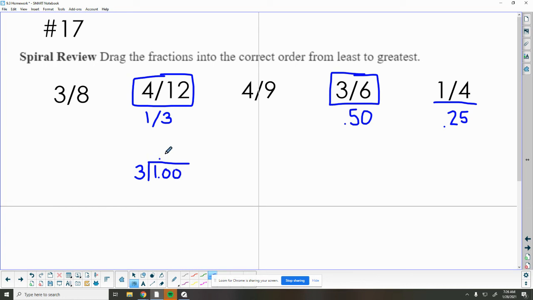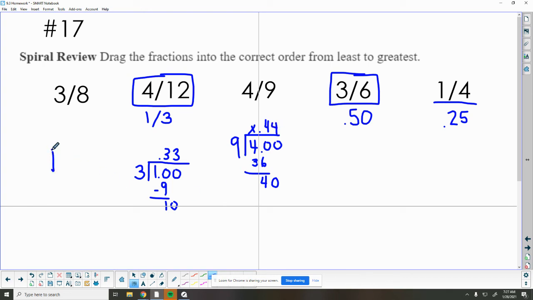3 can't go into 1, but it can go into 10 3 times, which is 9. 1 left over, so 0.33. A third is always going to be 0.33. So I can do this one here. I have 4, and I'm dividing by 9. 9 can't go into 4, but it can go into 40. 9, 18, 27, 36, 45 is too big, so it goes in there 4 times, which is 36, and 4 left over. So this looks like it's going to keep on repeating, 0.44.